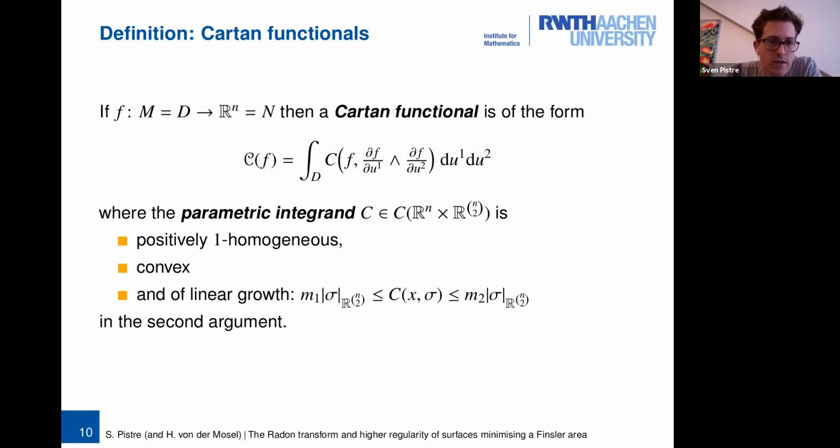And this parametric integrand is supposed to be continuous, and there are usually three conditions which will be in all the theorems. First, it's positively one homogeneous. The second one, it's convex. And the third one is a growth condition. There are two global constants, M1 and M2, such that this growth condition here holds. And this is all in the second argument, so in this bivector argument: positive homogeneity, convexity and growth in the bivector. Oh, and maybe one more word. The bivector, I will write this down later, is technically, or algebraically, an element of the exterior power bundle. But what you can do is identify this with the space R to the power n choose 2.